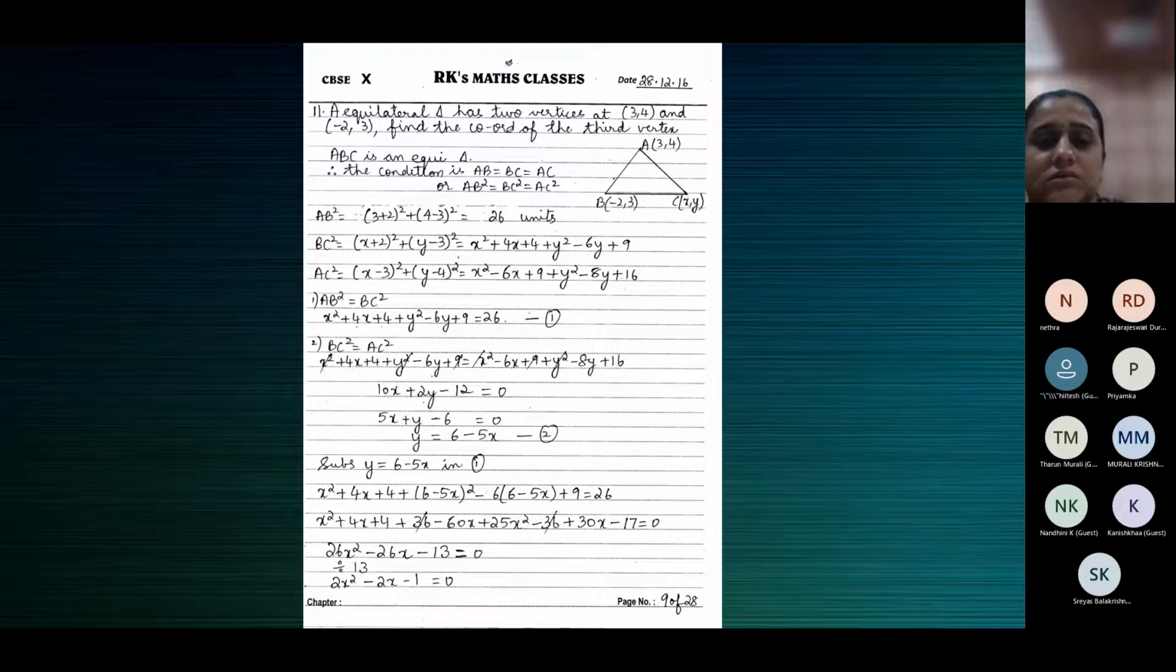Take down the question, start working. We are just using the distance formula and the properties of the figure. Now here it's an equilateral triangle, so all sides are equal. Using that property, we'll be finding the values of x and y. Please work this. Right here, children, any questions? Please ask me.